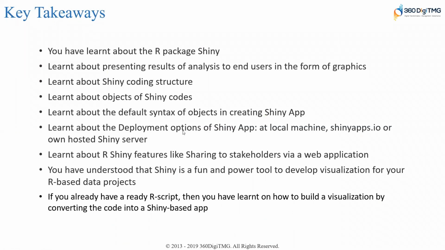We have also seen how the deployment can be done. What are the various options? It can be done on a local machine. That's what we have done. You can use shinyapps.io, which is a cloud-based licensed deployment option, which is given by RStudio. You have to basically purchase the license, or you can also have your own server, in-house server. So the difference between shinyapps.io and hosted Shiny server is that shinyapps.io is a cloud-based server, and Shiny server would be your in-house server that you want to install and use.